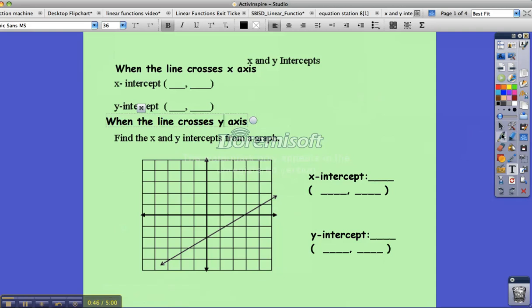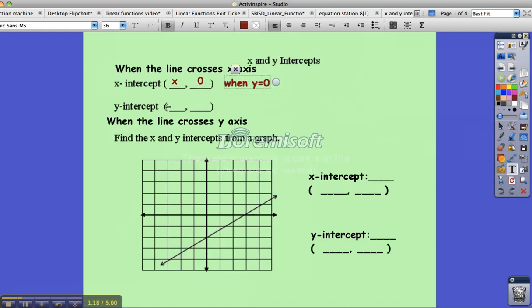Well, if I'm crossing over my x-axis, so if we look at this graph, if I'm crossing over this x-axis, that does not mean that my x value is 0, it means that my y value is 0. So my x-intercept is whatever value I have for x when y equals 0. So this is when y equals 0.